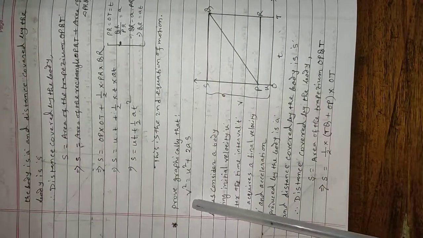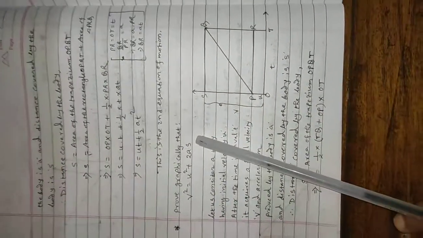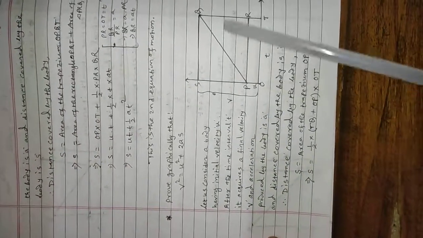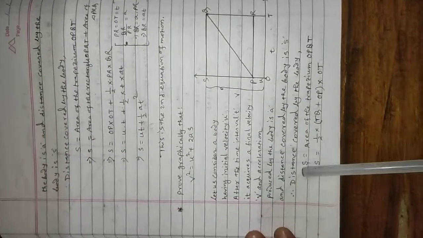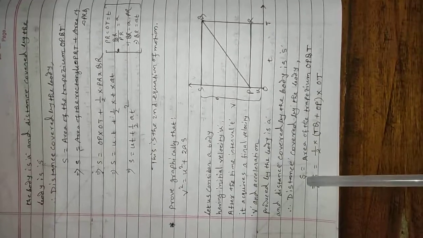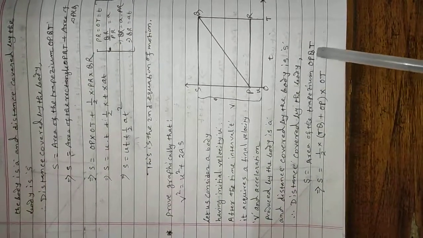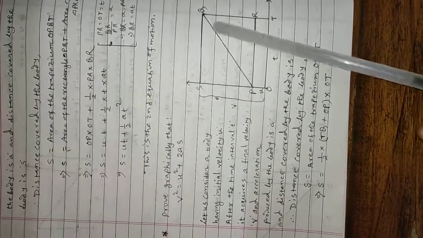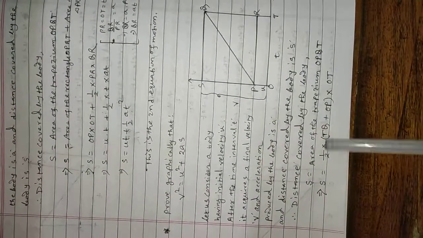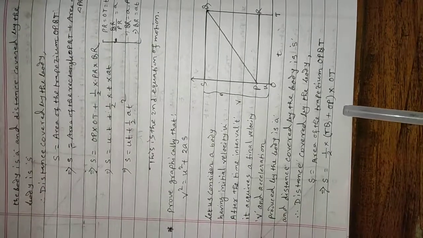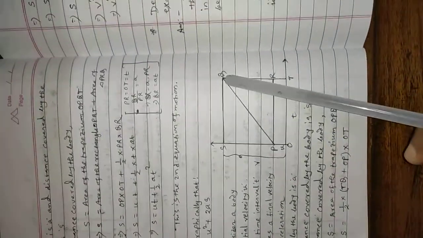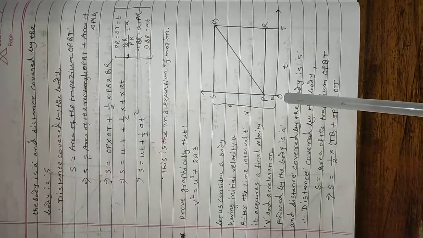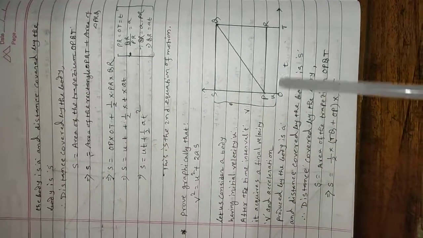Now the third equation of motion, V square is equal to U square plus 2AS. Same graph you draw, same starting part. Here distance covered by the body, same first line, S is equal to the area of the trapezium. But this time we don't need to break it into rectangle and triangle. We should use the whole trapezium formula. That is, area of trapezium is equal to half into A plus B into H. A is QT or TQ and B is OP, and this is the height you can say.